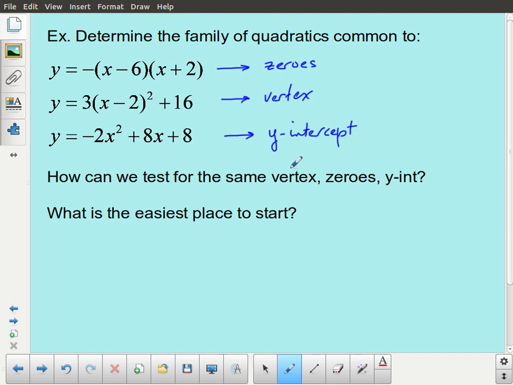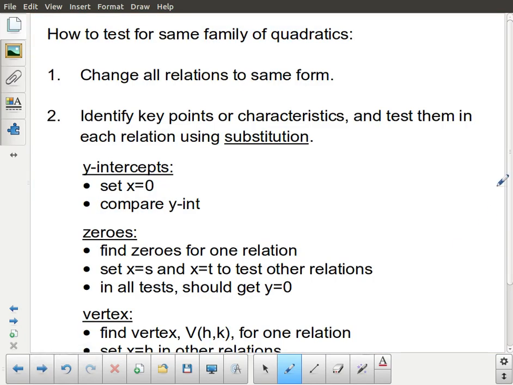So the question then becomes, well, how can I work between these? How can I test for the same vertex or the same zeros or the y-intercept? What's the easiest way to do this? And this word easiest can actually take on a double meaning, so I'm going to explore both. The most straightforward way to do this is just to change all relations to the same form.